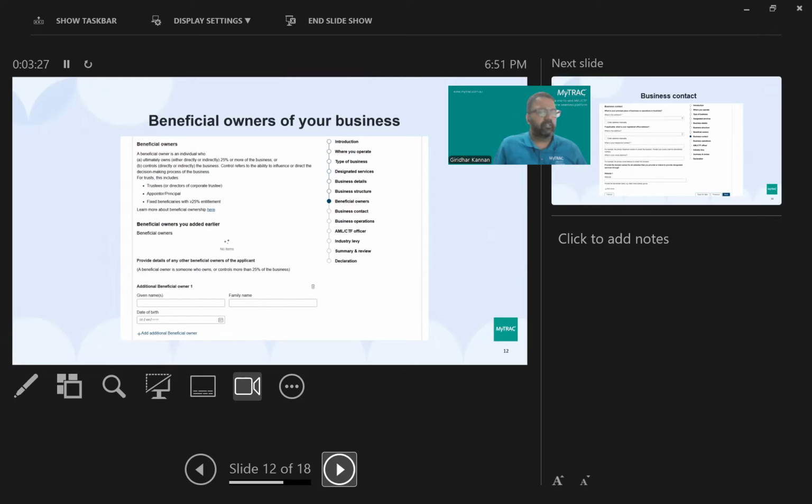So if it is more than one person, you have a family trust, this and that. So you need to really understand who owns it, and you need to provide that information here as well. So keep all the information handy, including their name, date of birth, and other things.